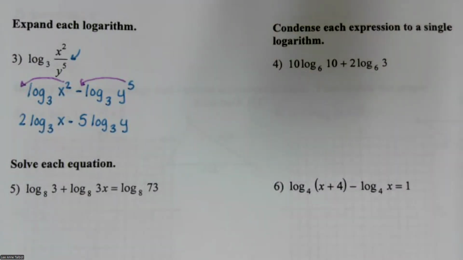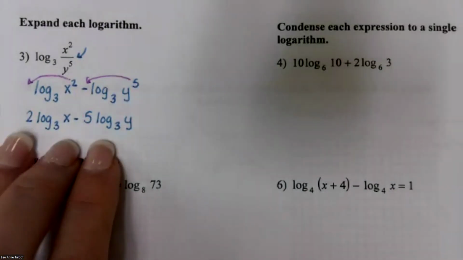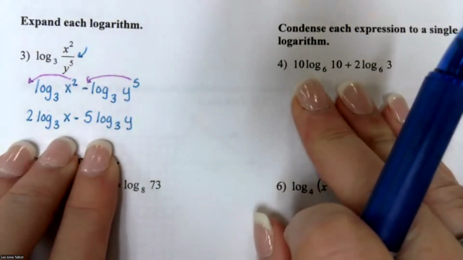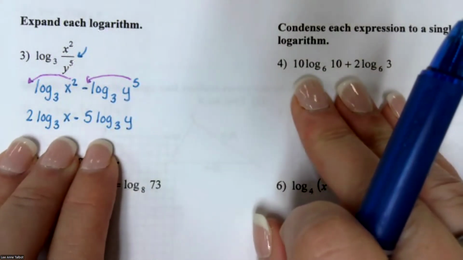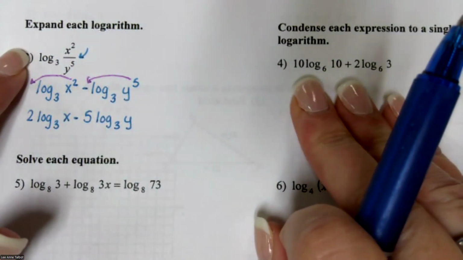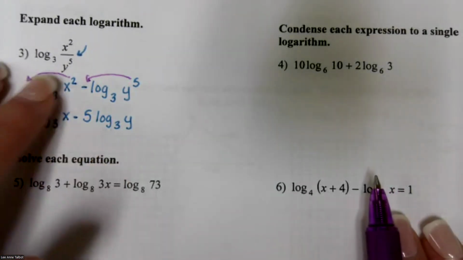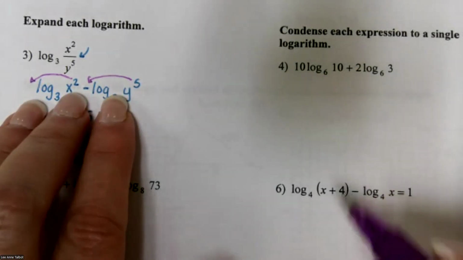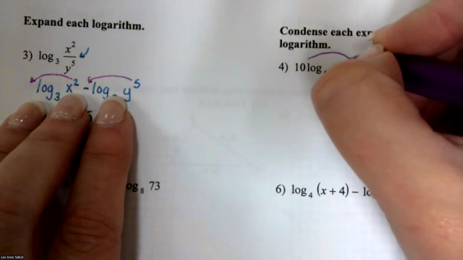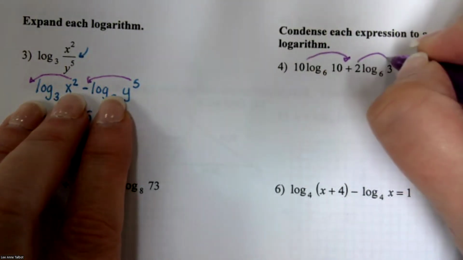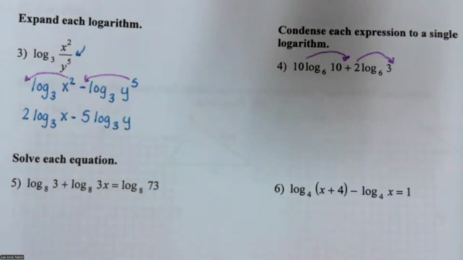Okay, now number 4 is the same problem but backwards. So we look at this, and these look very similar, and we want to get it back to looking something like this. The first thing I noticed is that the last thing I did was move the exponents. So I'm going to make myself a little note here. I'm going to put the exponents back for my first step.